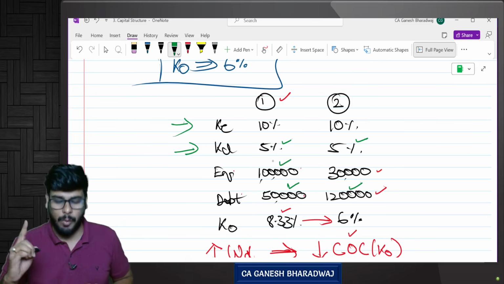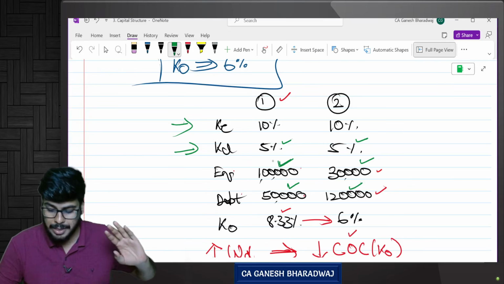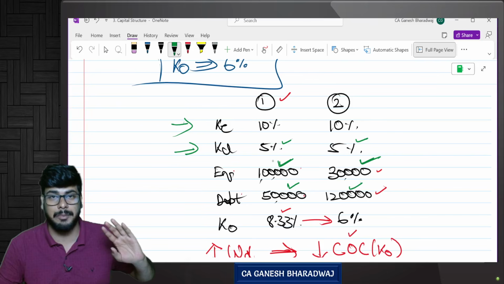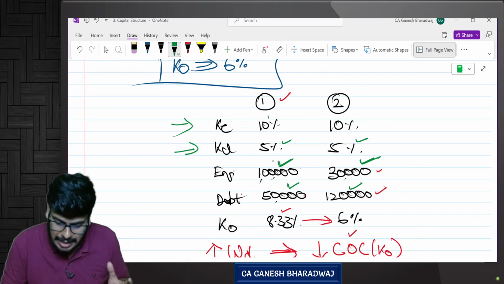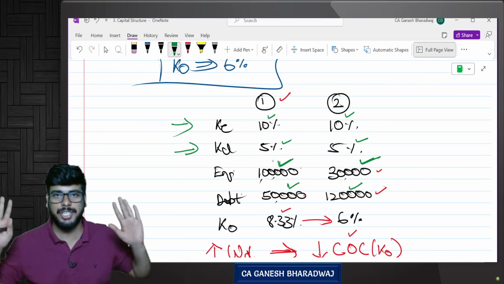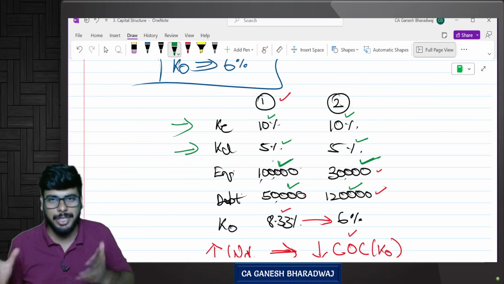Here we are raising only 1 lakh rupees from equity. Here we are raising 30,000 only. Here we are raising 1 lakh rupees. Here we are raising 30,000 rupees only from equity. So because of the amount that you are raising from a source of finance, these individual costs will not change. That is the assumption they are making. Are you clear with this?